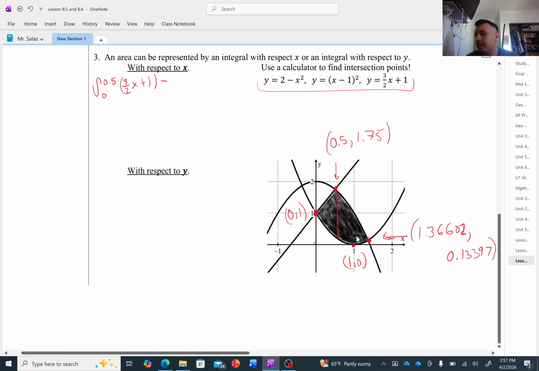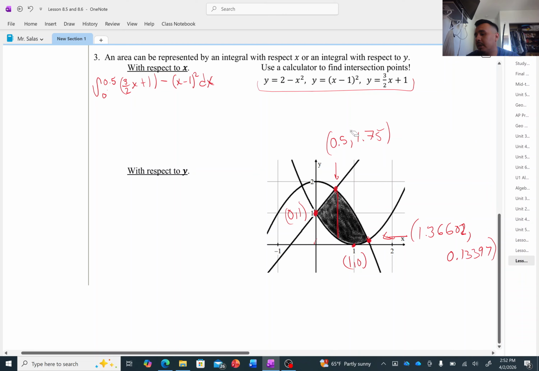Because this is the parabola that we're looking at, right? This positive one would have to be this one, the x minus 1 squared. So I'm going to literally write that down. Minus x minus 1 squared with respect to dx. Now, let's look at the area for this chunk right here.